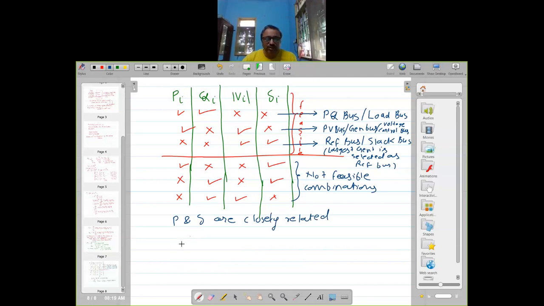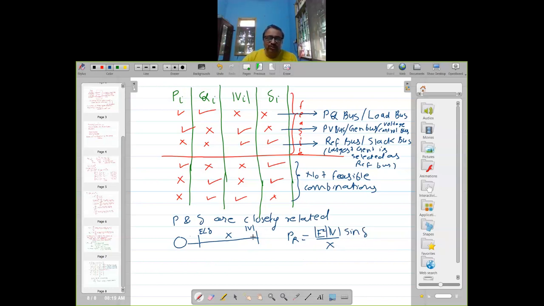For example, we know that in a two-bus system, if this voltage is E angle delta, this is V, and this is X, we have derived this. The power at the receiving end is EV by X sine of delta.